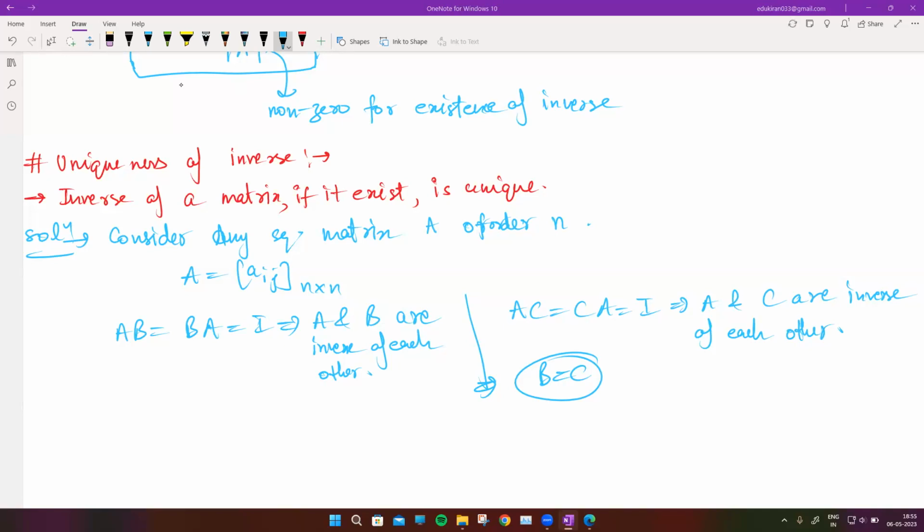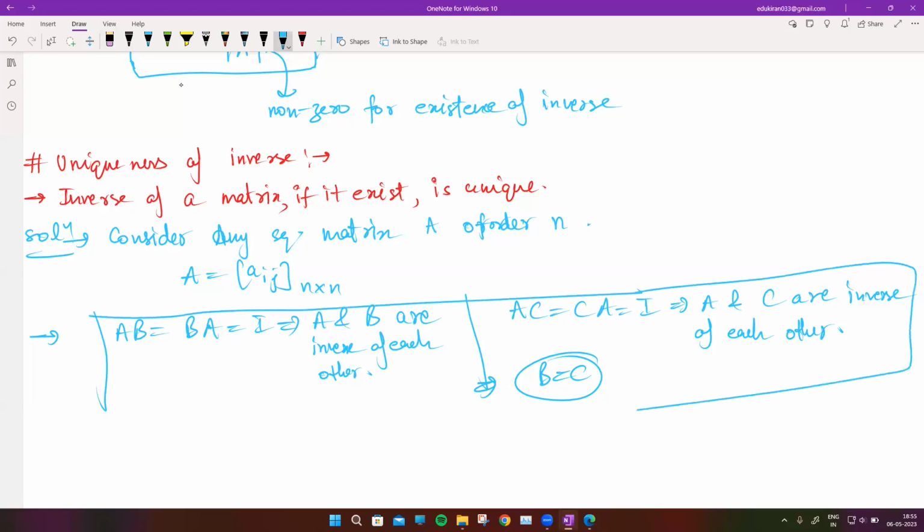Yeah. So what we are saying is that, let's say, you consider that B is the inverse of A. This is just to show you. This is not the part of the proof. This is for your understanding. The proof starts from here, right?